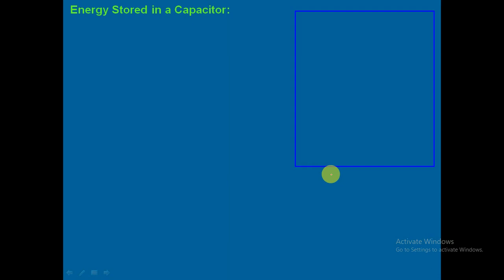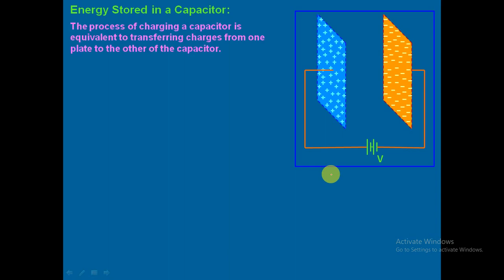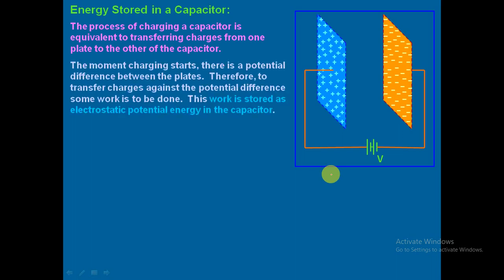So now let us find out what the energy stored in the capacitor is. Consider two parallel plates having two equal and opposite charges, plus Q and minus Q, and let us consider the charging is being done by a battery with potential V. The process of charging a capacitor is equivalent to transferring charges from one plate to the other. The moment charging starts, there is a potential difference between the plates. Therefore, to transfer charges against the potential difference, some work is to be done, and this work is stored as electrostatic potential energy in the capacitor.